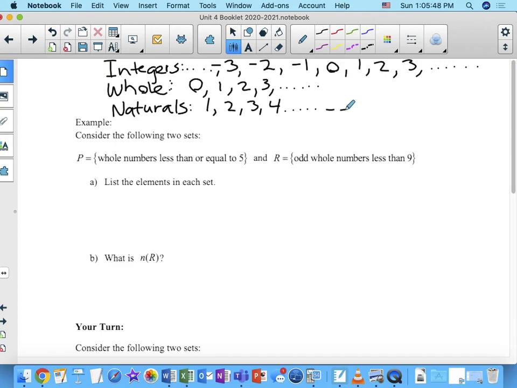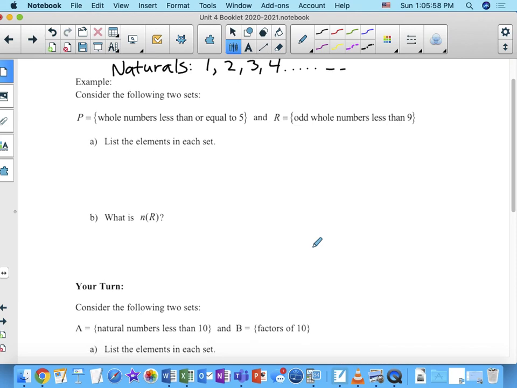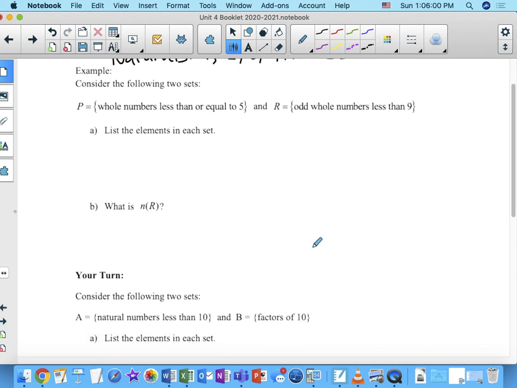Okay, so let's just do a quick example here. Let's consider 2 sets. One of them is set P and one of them is set R. The elements in P are whole numbers less than or equal to 5, and R are odd whole numbers less than 9. Okay, so let's start by listing the elements of P.